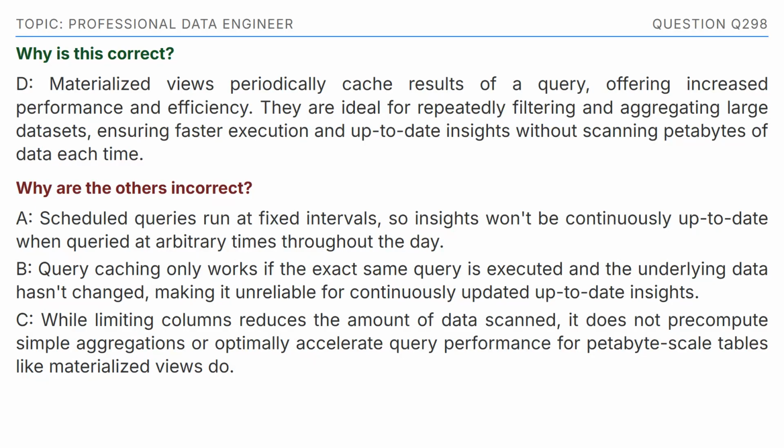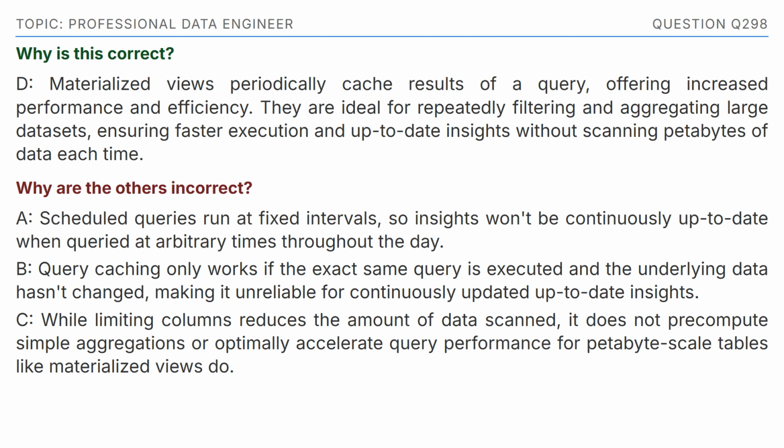Why is this correct? D. Materialized views periodically cache results of a query, offering increased performance and efficiency. They are ideal for repeatedly filtering and aggregating large datasets, ensuring faster execution and up-to-date insights without scanning petabytes of data each time. Why are the others incorrect?